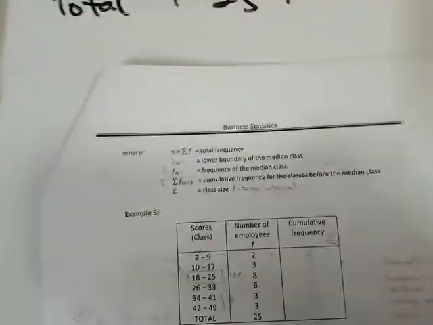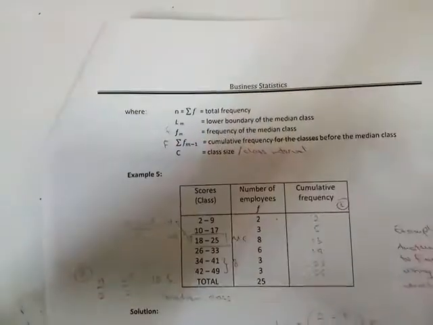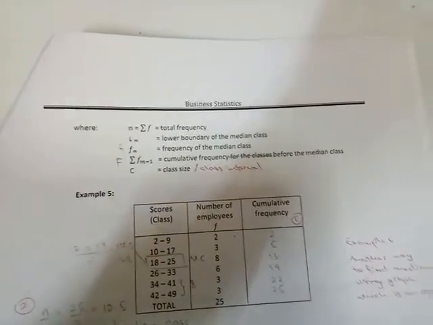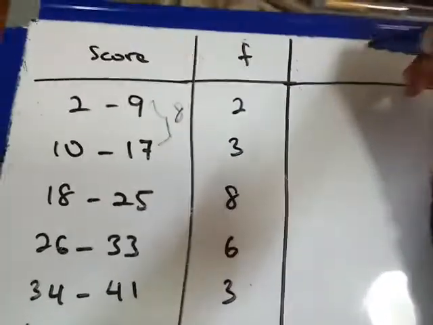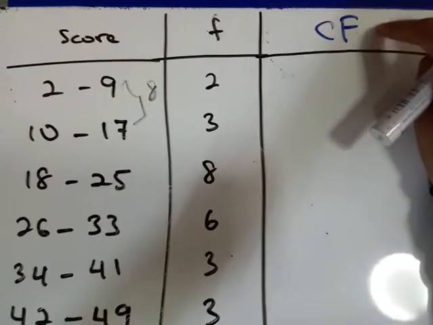To calculate median for group data, this is the same question as the previous one: the scores obtained by the 25 employees. To calculate the median, first step, you have to find the cumulative frequency, the CF.